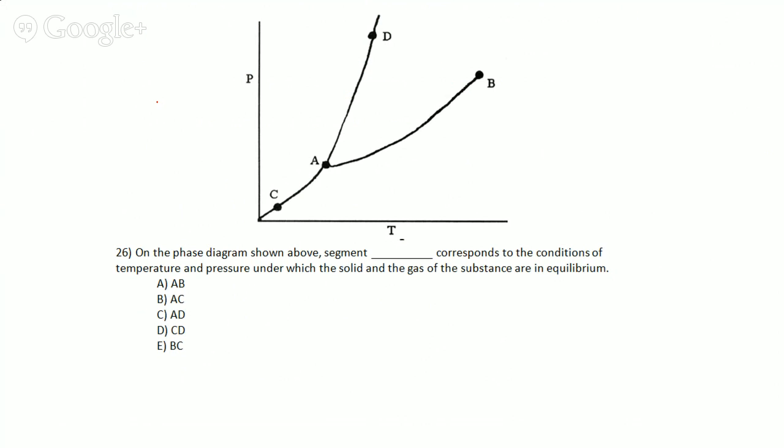26. On phase diagram above, segment blank corresponds to the conditions of temperature and pressure under which the solid and the gas phase are in equilibrium. So you got to remember which parts of these are what phases. So solid, liquid, gas. So this section right here is in equilibrium between the solid and the gas. So A and C, line segment AC.